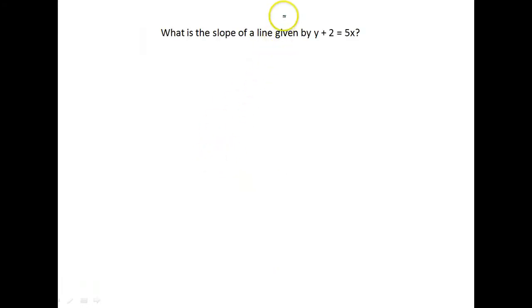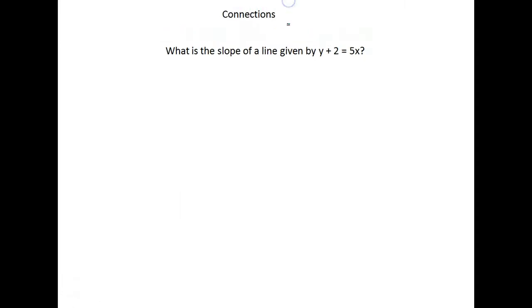All right, let's do some connections problems. So these connection problems are dealing with equations of lines. It says, what is the slope of the line given? Now remember, we were using in this lesson equations for lines that look like this, y equals mx plus b. This number multiplied by the x is always your slope.